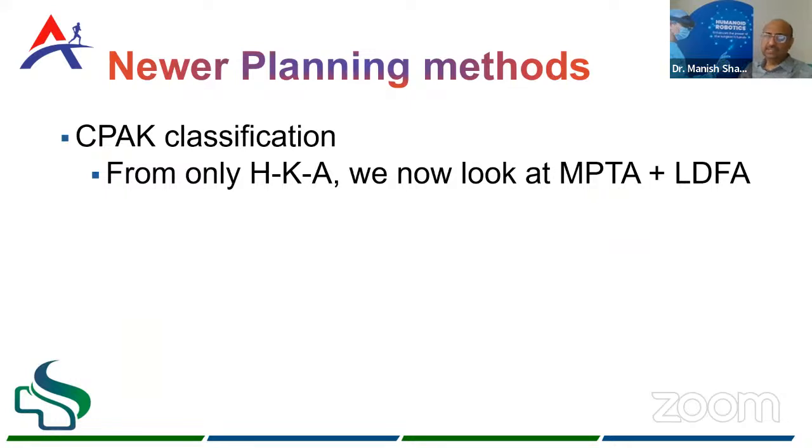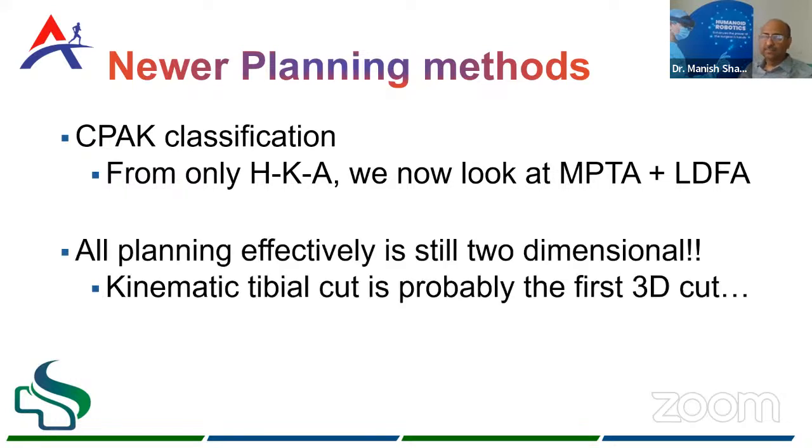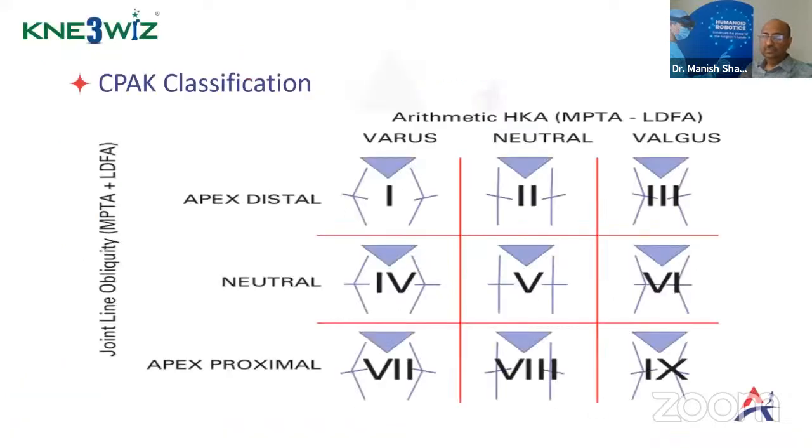Newer planning methods, the CPAC classification. Earlier, we used to look only at the HKA. Now we look at the medial proximal tibial angle and the lateral distal femoral angle. Yet, all planning effectively is still two-dimensional. Kinematic tibial cut is probably the first three-dimensional cut. That's the CPAC classification.